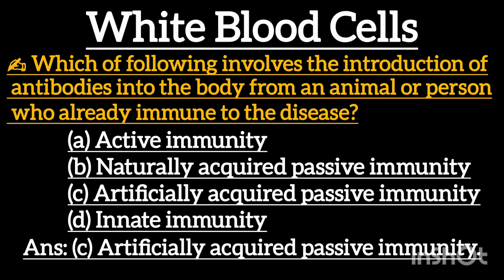Next one: which of the following involves the introduction of antibodies into the body from an animal or person who is already immune to the disease? Option A, active immunity. Option B, naturally acquired passive immunity. Option C, artificially acquired passive immunity. Option D, innate immunity. Correct answer is option C, artificially acquired passive immunity.